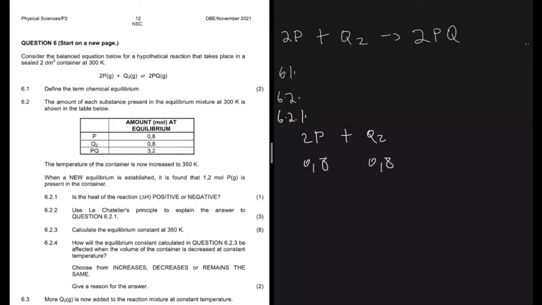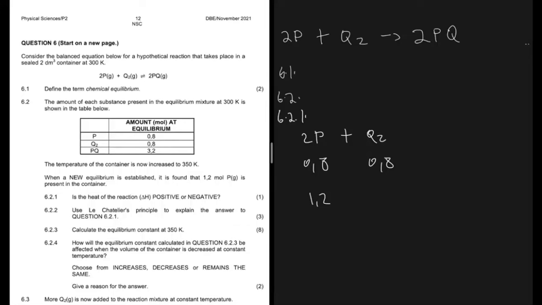And then at 350 K, when the temperature is now increased, right, we have more products. We have more P from 0.8 to 1.2. That tells us that the reverse reaction was favored by the change. So that's why now we have more reactants. So if you increase the temperature, the reaction that will be favored is endothermic, and that's the reverse reaction.